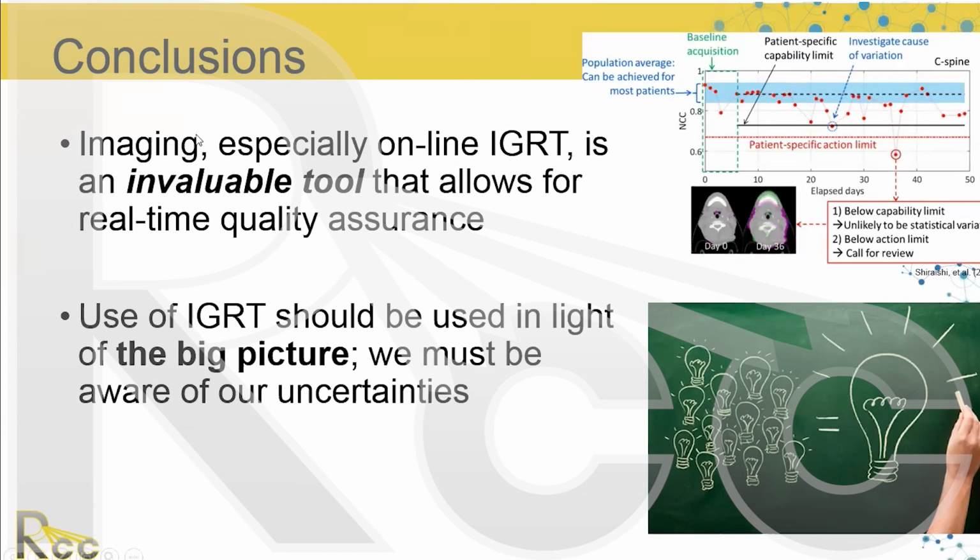But the imaging, especially online IGRT, is an invaluable tool. It allows for real-time quality assurance. And the use of IGRT should be used in light of the big picture. That big picture is knowing all of our uncertainties. Here you're seeing a review where action limits are created, knowing what's my capability, how good can it get, what should be investigated, and what's just normal variation. So you learn these things by studying your treatments and your processes.